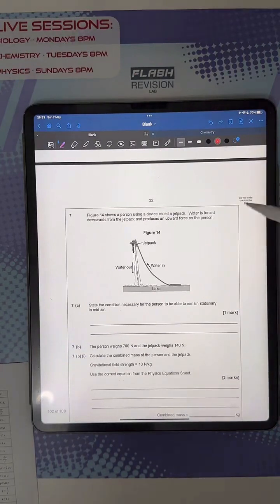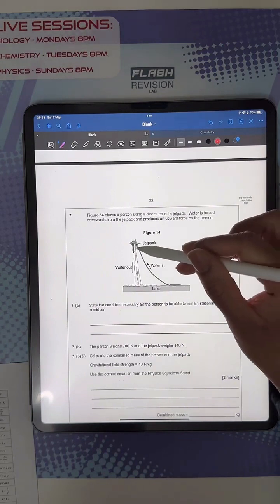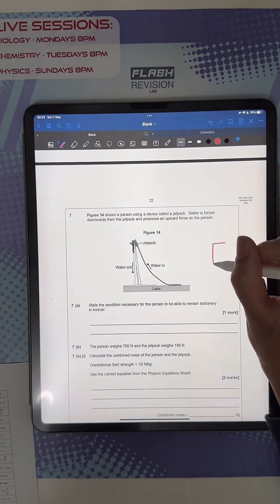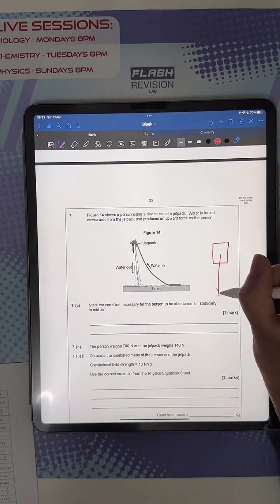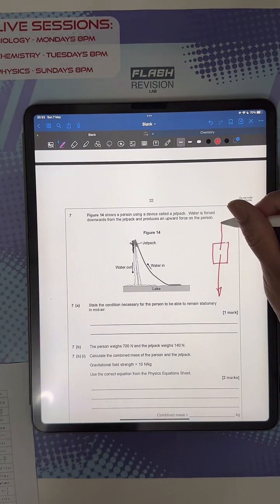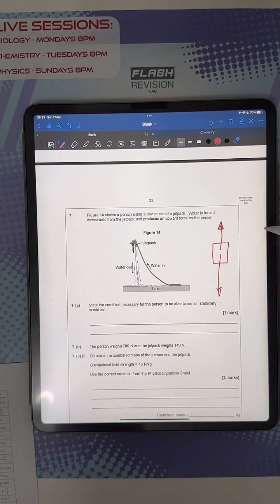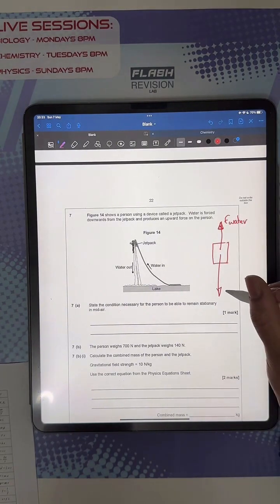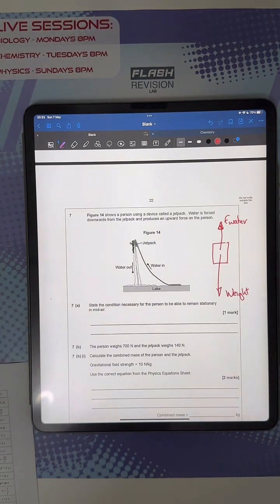So here we have a person using a jetpack. Water is forced downwards. So this person is on the jetpack. Water is forced downwards and it produces a force upwards. So the force of the water, even though the water is going downwards, the force that it's creating is upwards. So we have the force from the water, so I'll call that F water. And then downwards, you have weight acting on the person, because weight always acts on anything with mass.